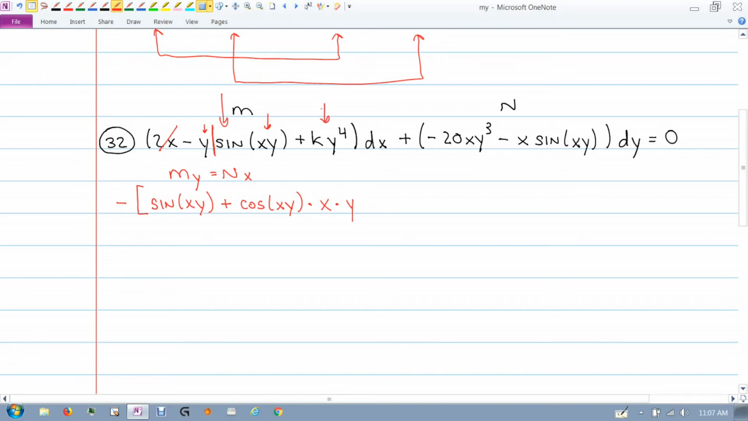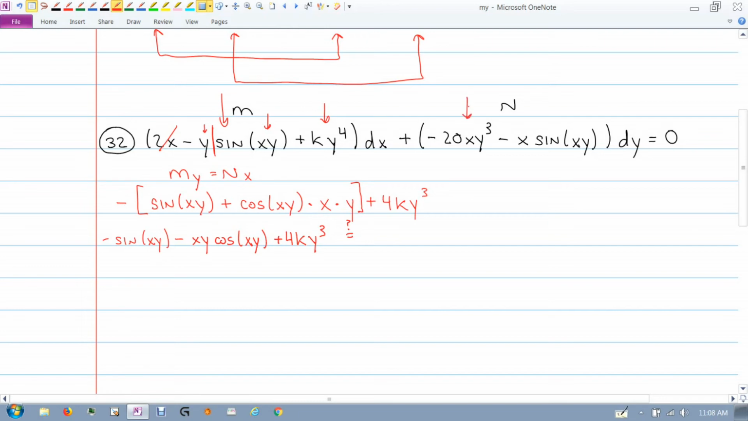Now we need to take the derivative of this with respect to y, so we get plus 4ky cubed. All right, and I needed to close off that minus sign. Okay, so we really have negative sine of xy, minus xy cosine of xy, plus 4ky cubed is the partial of M with respect to y. Now, we need that to be equal to the partial of N with respect to x.